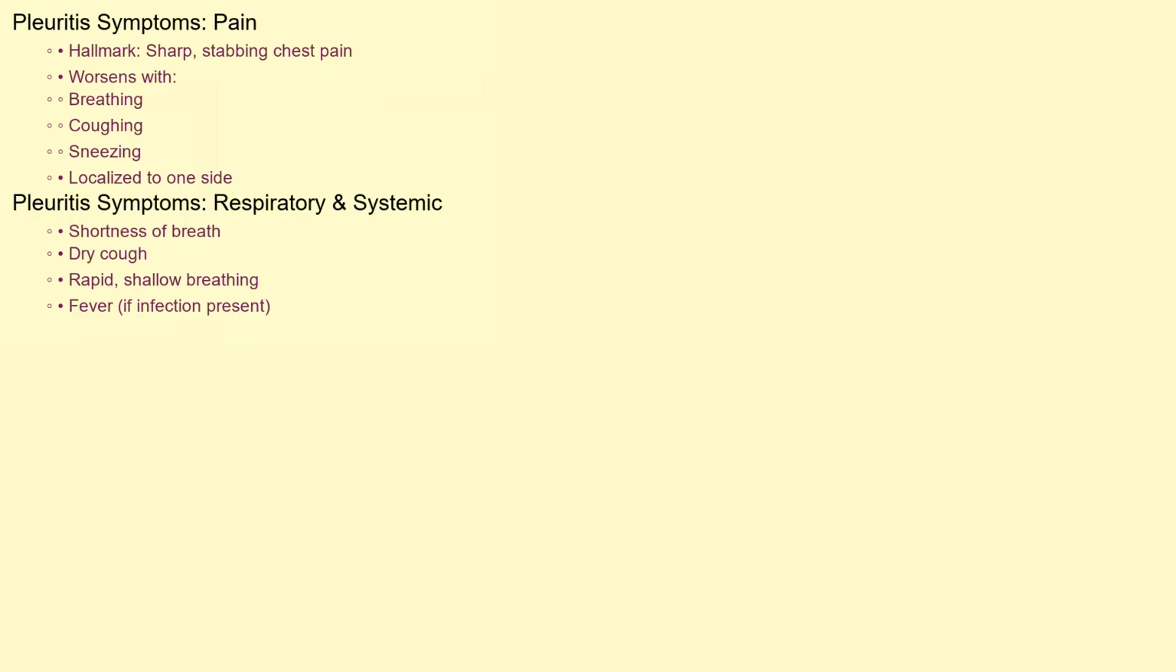The hallmark symptom of pleuritis is a sharp, stabbing chest pain that worsens with breathing, coughing, or sneezing. The pain is often localized to one side of the chest. You might also experience shortness of breath, a dry cough, fever if an infection is present, and rapid, shallow breathing as your body tries to minimize the painful movement of your chest.